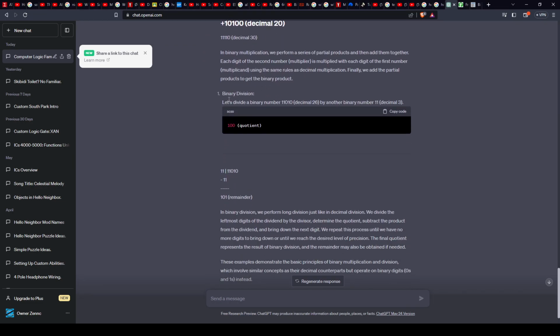It's the division of the binary number 11010, decimal 26, by another binary number, 11, decimal 3. So the 100 is a quotient. I think that's what it means. I think that's in code, like a coding language. SCSS, I don't know what that means.